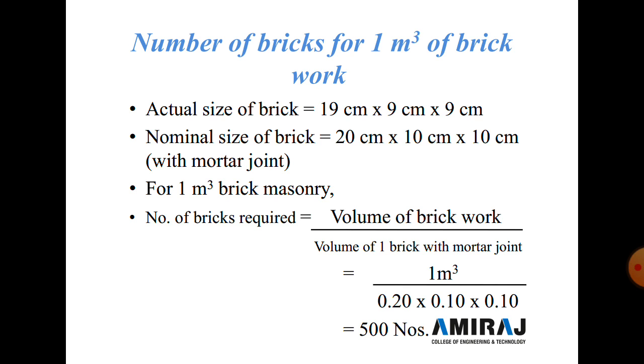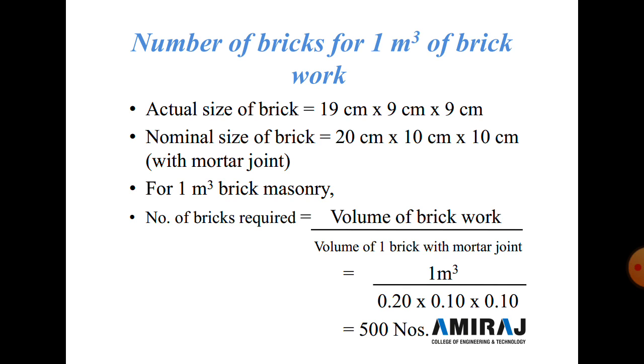Now we calculate the total number of bricks for 1 meter cube brick masonry. One equation is given: number of bricks required is equal to the volume of brickwork divided by the volume of one brick with mortar joint. In the last topic we discussed that with mortar joint, on each and every side we add 1 centimeter. The volume of brickwork is 1 meter cube, divided by the volume of one brick with mortar joint.